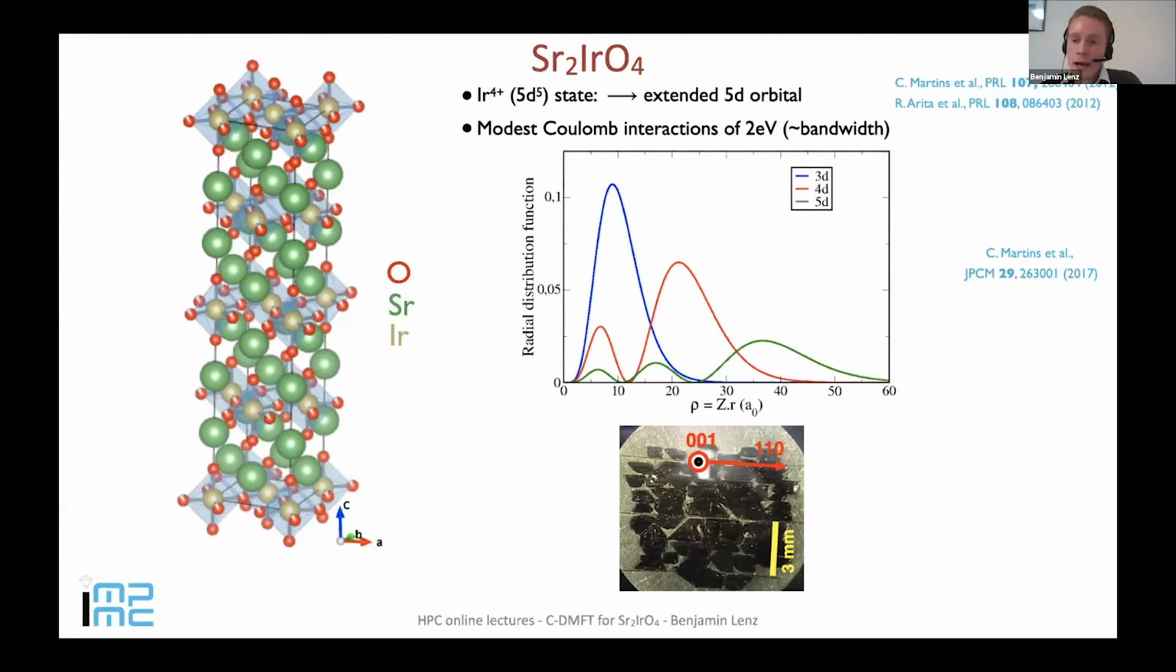Furthermore, you can analyze the Coulomb interaction, so the electron-electron interactions of this material, and it turns out that these are quite modest, which means that they are roughly of the order of the bandwidth of the system. So from this information only, you would assume that this system is a correlated metal.